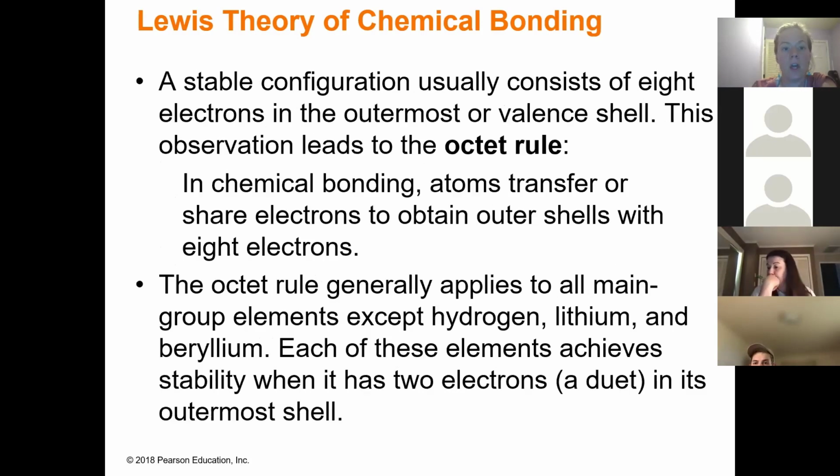So in Lewis theory, everything is going to combine, move around, share, exchange electrons in order to fulfill or observe the octet rule. And the octet rule is that atoms will share or transfer electrons in order to obtain 8 outer electrons. The octet rule generally applies to all the main group elements, except for hydrogen, lithium, and beryllium. Okay, those guys, again, the small ones, they're okay with a duet. They're okay with just 2.